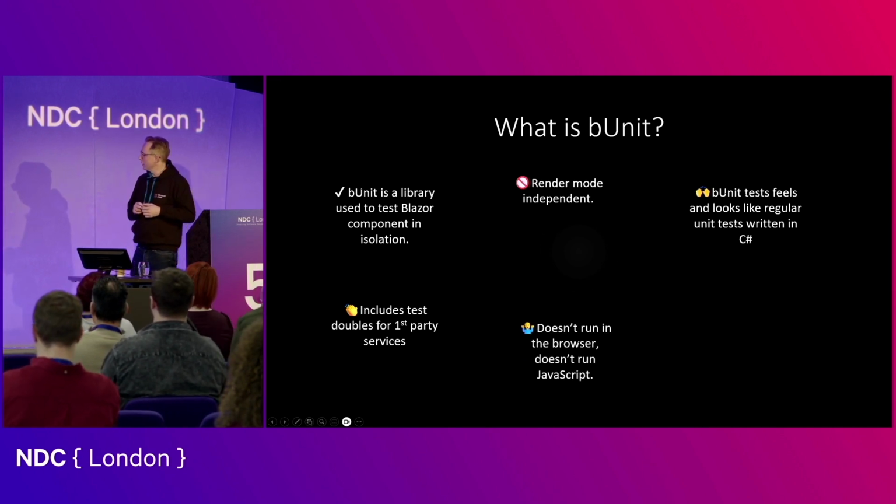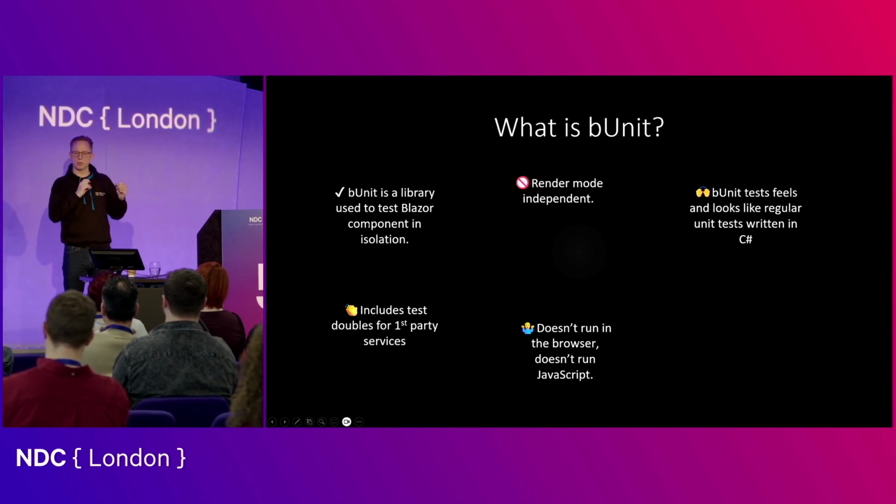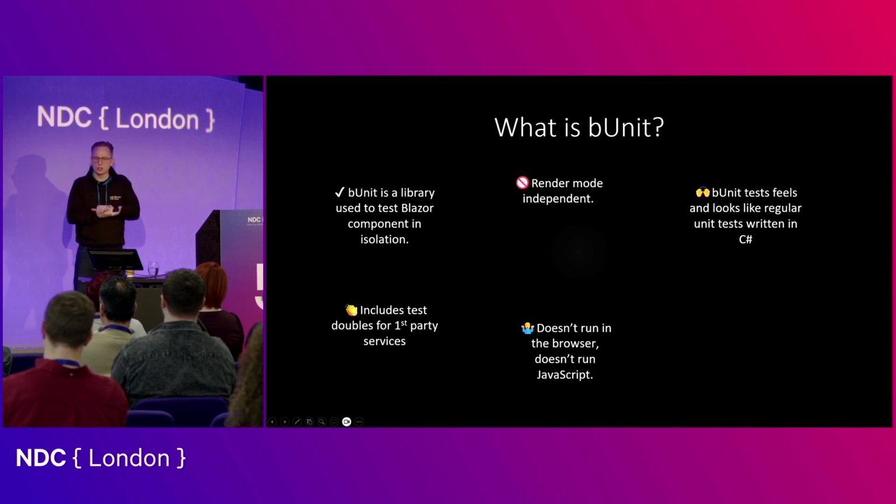One thing that is the key distinction, I think, between bUnit and Playwright is that bUnit doesn't run in a browser. It's all in C#. So you don't get your CSS tested, you don't get your JavaScript tested. It's very much just testing the C# bits of your code.